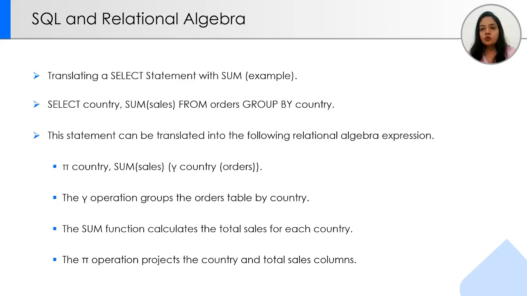The expression is: pi country, sum sales, gamma country orders. Here the gamma operation groups the orders table by country, then the sum function calculates the total sales for each country, and the pi operation projects the country and the total sales columns. In this way you get the desired result.